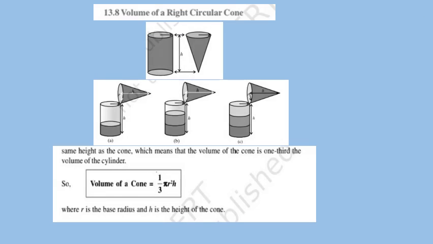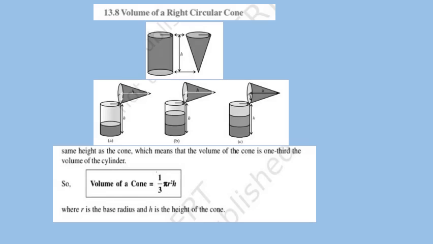Let us take a cylinder and a cone of the same height and same radius. Now, if we fill the cone up to the brim with sand once and empty it into the cylinder, we will find a part of it is filled. Then again, fill up the cone up to the brim and empty it into the cylinder. We will see some part of the cylinder is filled, but it is still not full.